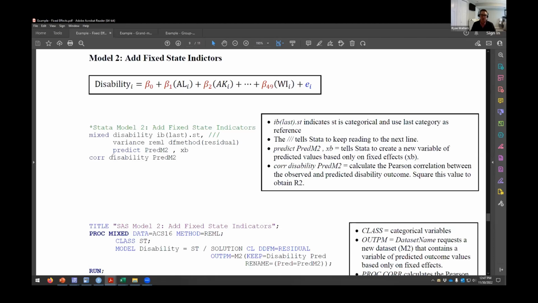And then we're going to correlate disability with the predicted value. This is going to give us the Pearson correlation that we're then going to square to get our R square. It's the exact same way you would calculate R square from a garden variety linear regression model.